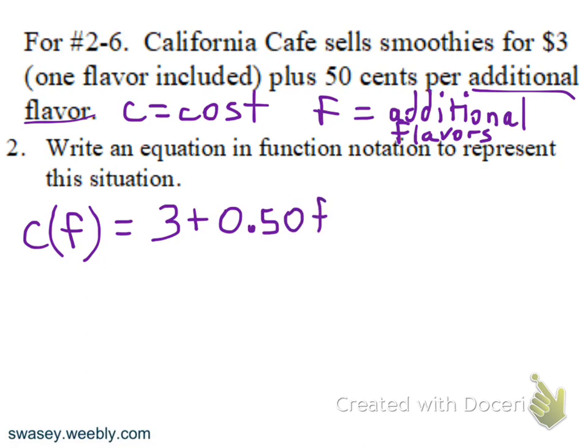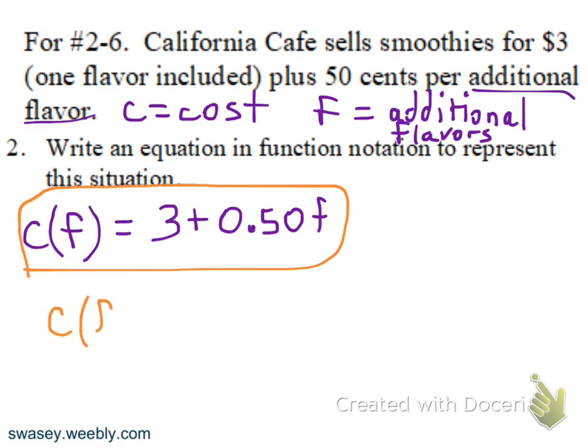And you may have chosen different letters there, but whatever you're using for the number of additional flavors needs to be next to the 50 cents, or multiplied by the 50 cents. Some of you may have written it this way. And this is an equivalent equation, so either one of these is fine.